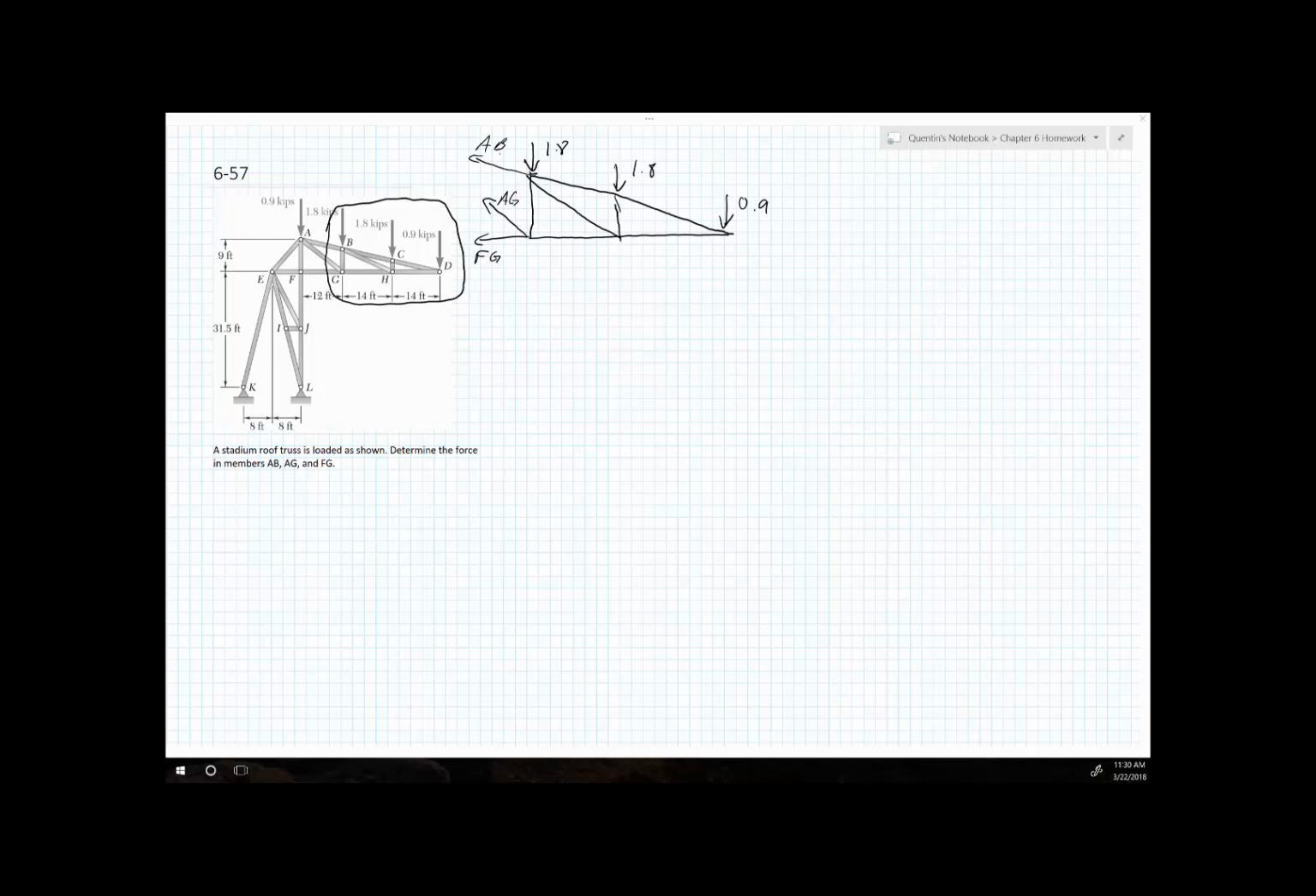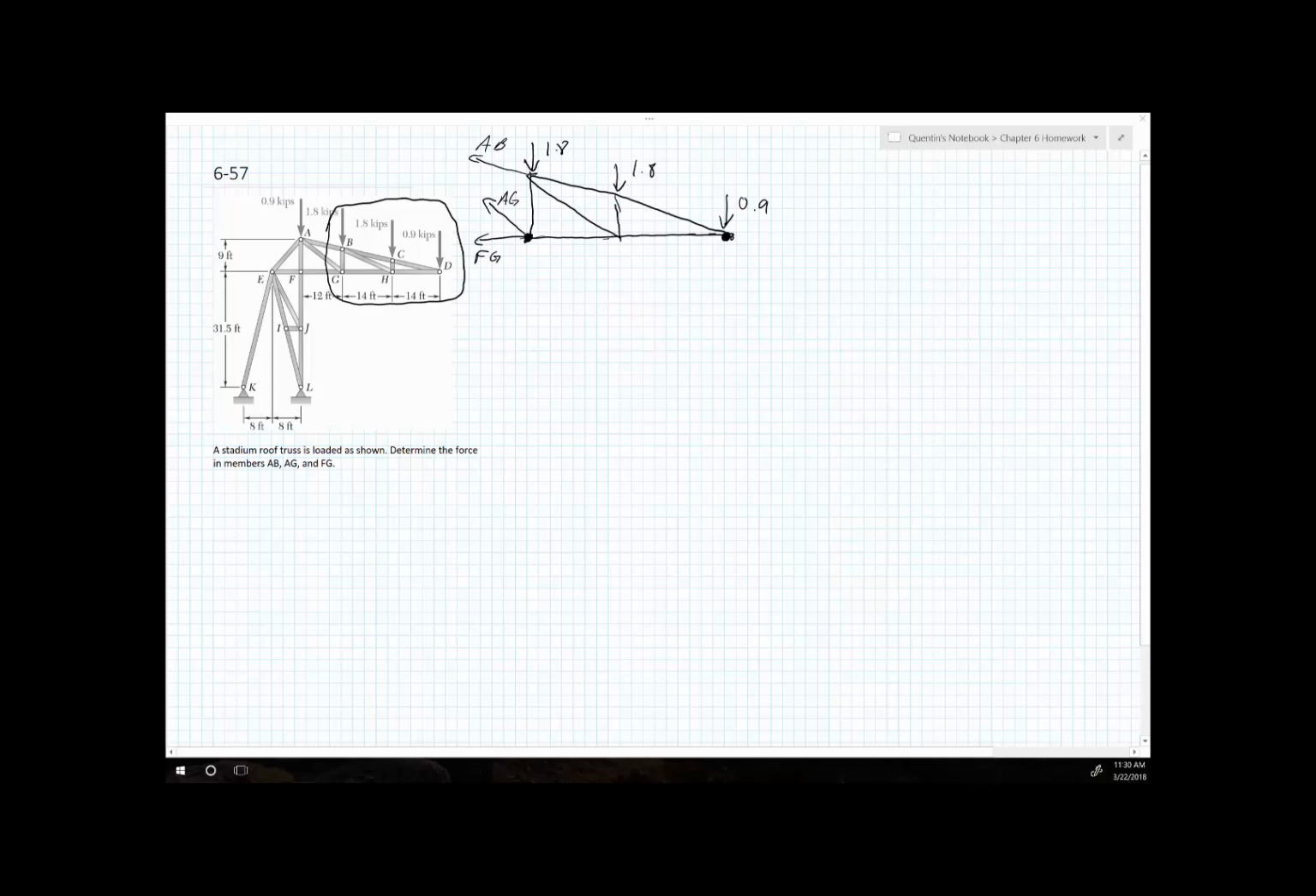Okay, so now, how am I going to do this? Well, there's certain places that make life kind of easier. This point right here, what's special about this point? This is point D. FG passes through there and AB passes through there, so you get rid of two of the unknowns. What about point G? AG and FG pass through there, so you only have one unknown, AB.